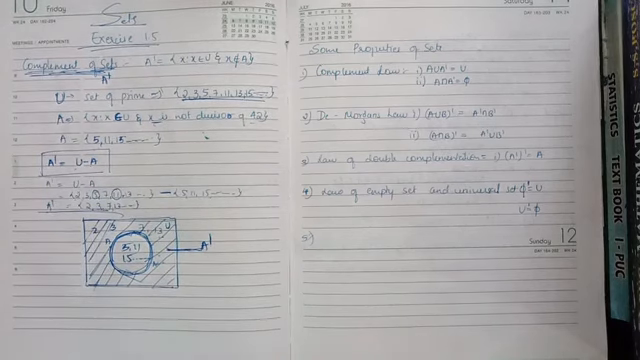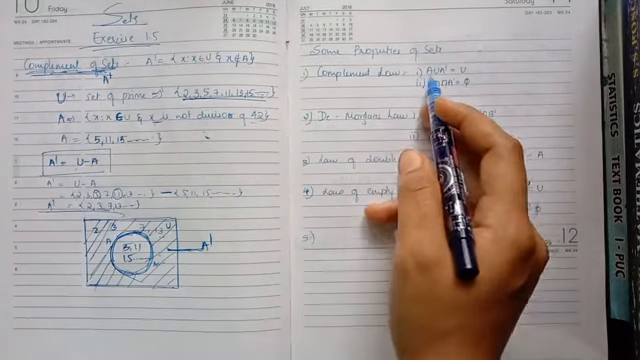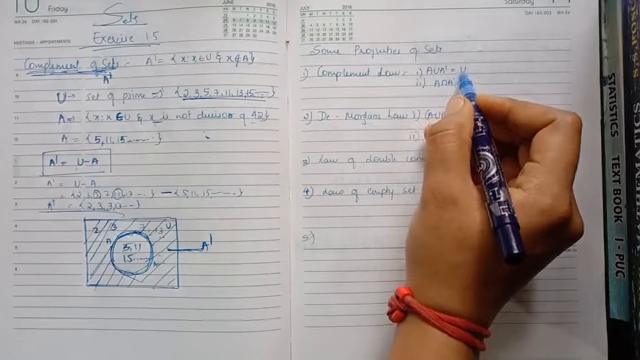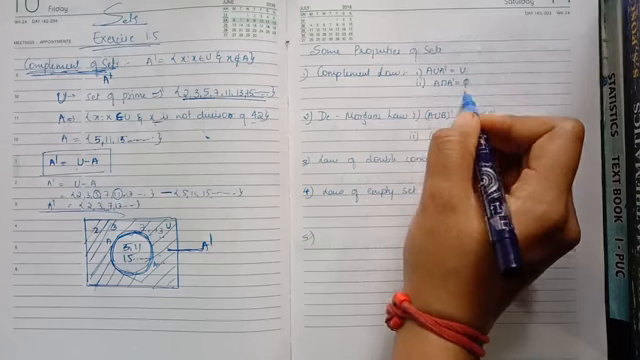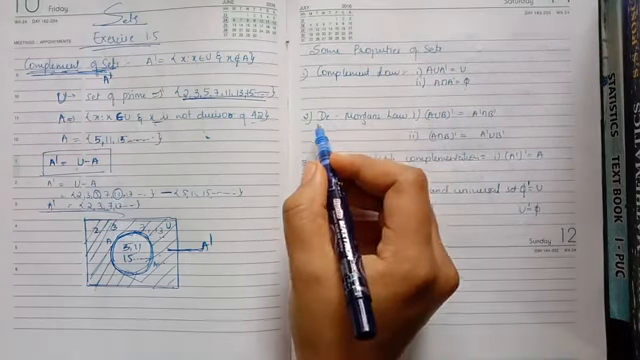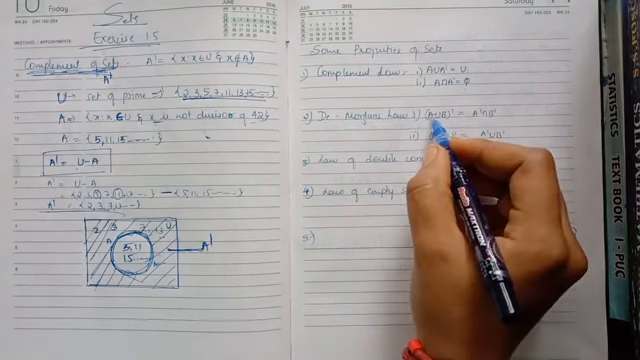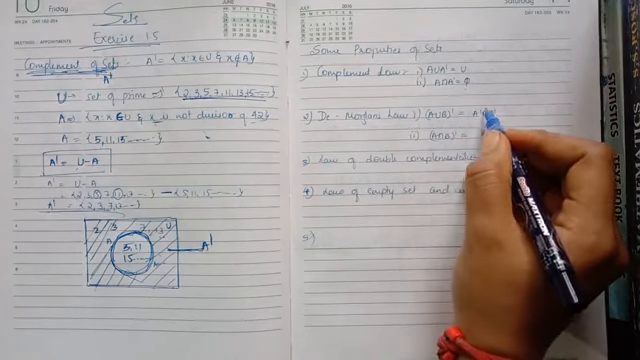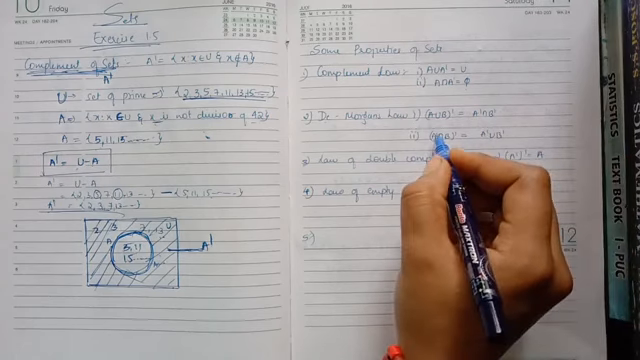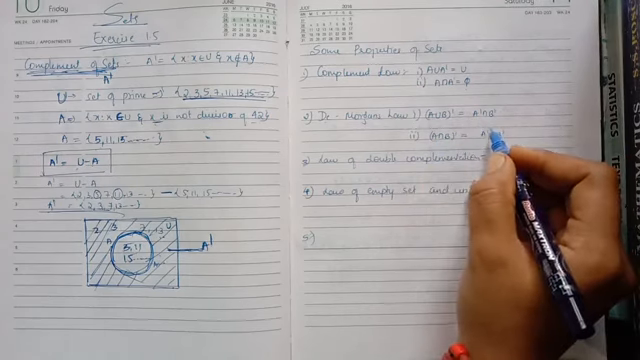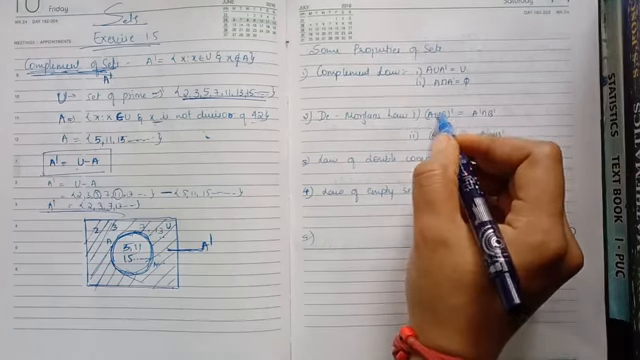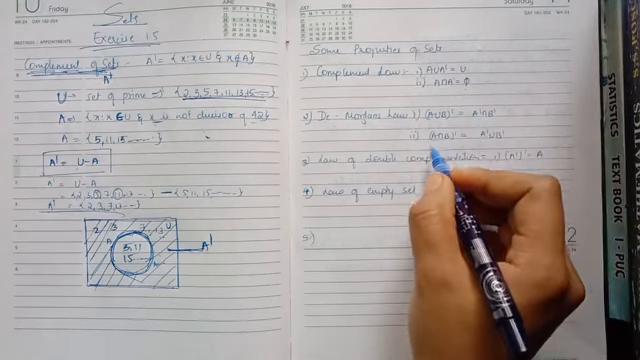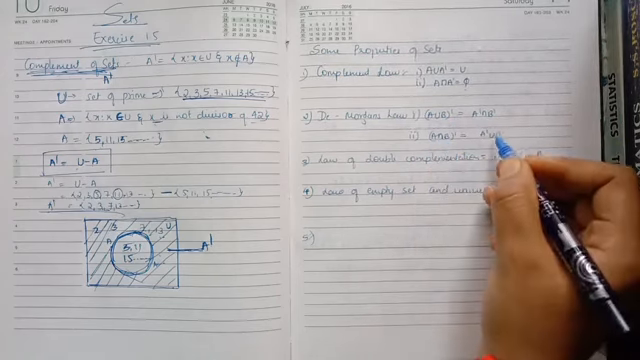Some of the properties of the complement of sets are given here. The first one is the complement law: A union A dash is equal to the universal set, and the second one is A intersection A dash is the null set. Related examples we will deal with. The next formula is De Morgan's law: (A union B) whole dash is equal to A dash intersection B dash, and the second one is (A intersection B) whole dash is equal to A dash union B dash. So it is the inverse: when we use union it becomes intersection, and when we use intersection it becomes union.